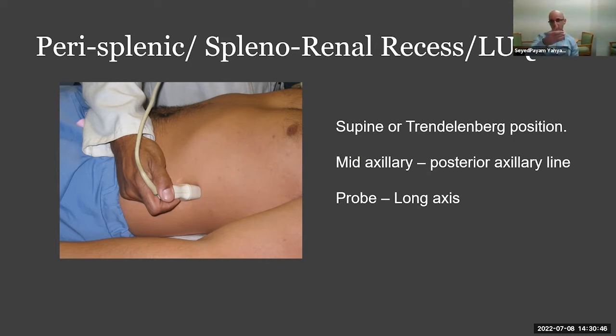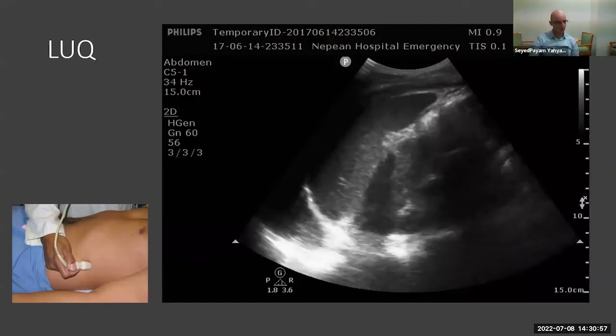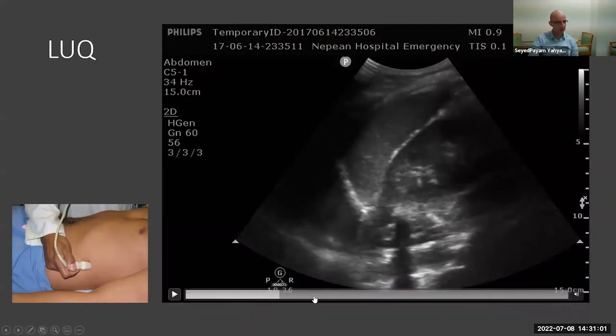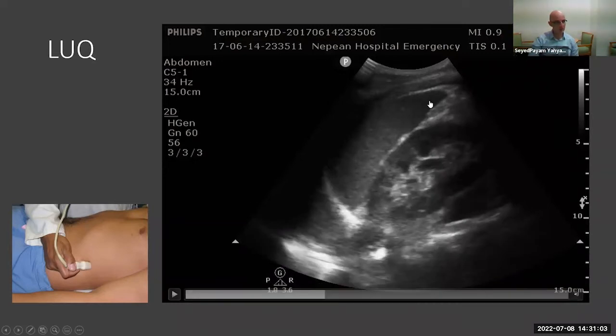And usually we keep the probe and the back of our hand would be touching the table to be able to get a good view of the spleen, because what we want to see is, preferably, something like this, with the spleen in the view, the diaphragm, and the kidney. Because the fluid can go anywhere between either the spleen and the diaphragm or the spleen and the kidney.